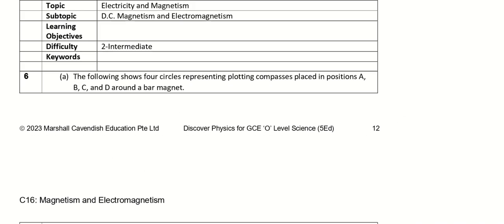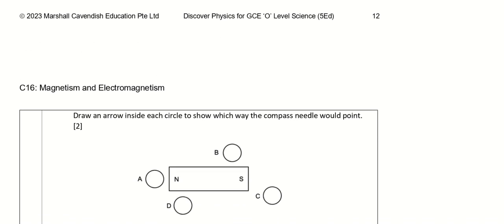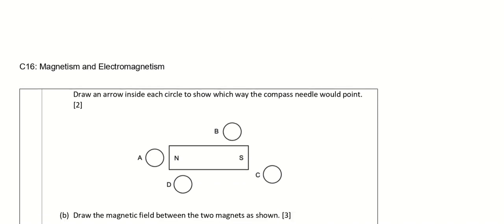Okay, question 6, it shows 4 circles representing plotting compasses in ABCD. Draw an arrow inside each circle to show which way the compass needle will point. So again, this is asking about the direction of magnetic field. And we know that it comes out from the north, and the compass will always point in the direction of the magnetic field. So if I were to sketch, I would draw a magnetic field line coming out from north and entering south. Then there will be one loop over here.